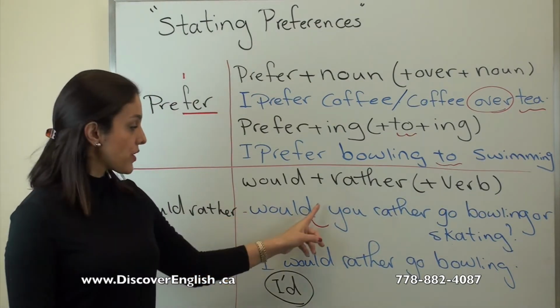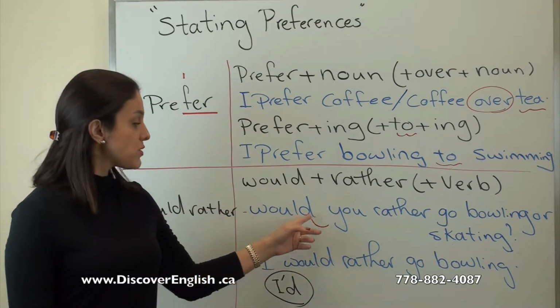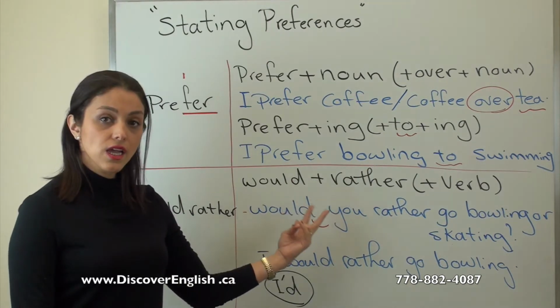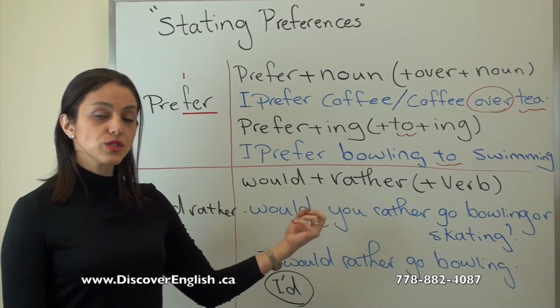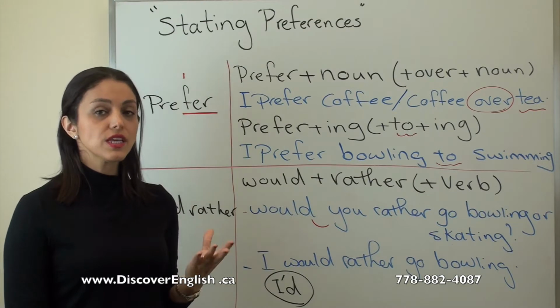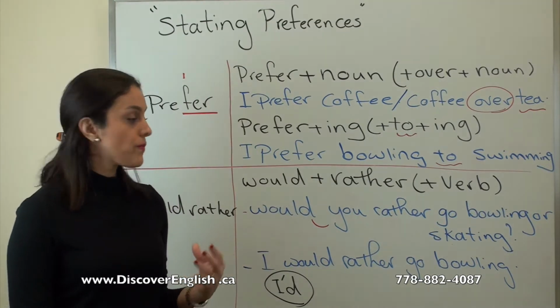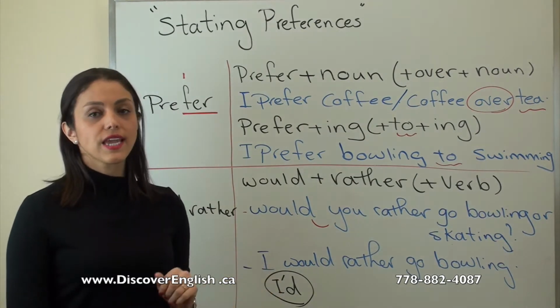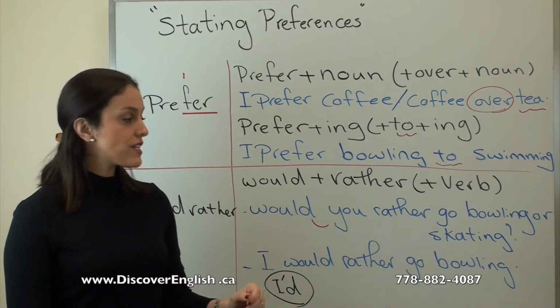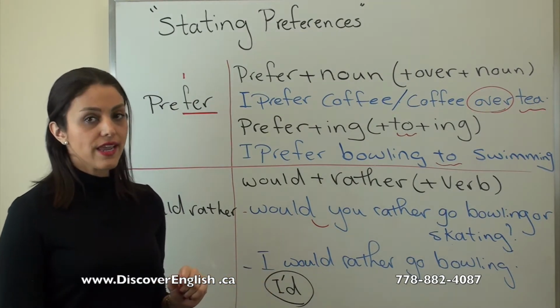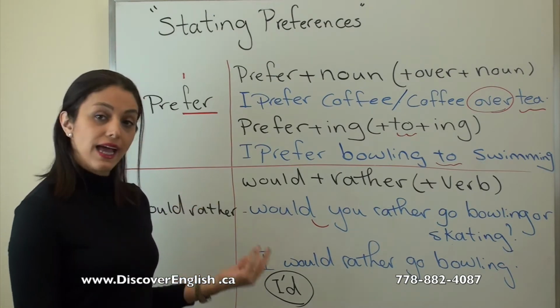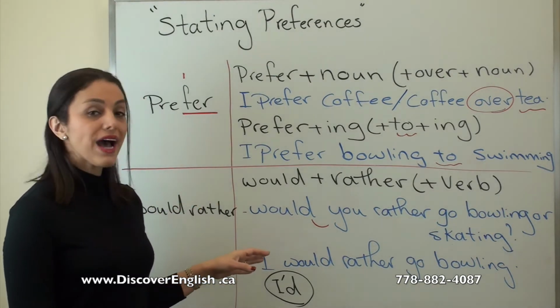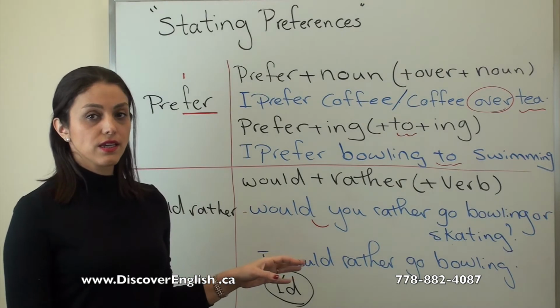Would you, so here look at the question, because you have D and Y together, you have to link them together and you have to produce a J sound. Would you? Would you rather go bowling or skating? Would you rather go bowling or skating? And the answer, I would rather go bowling.